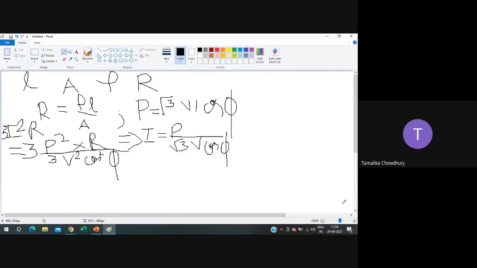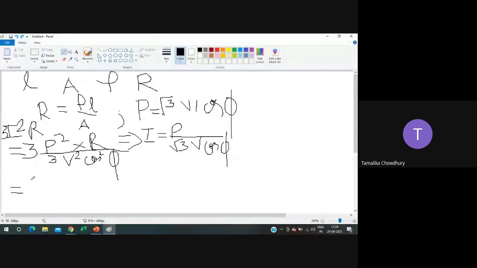Any question, please ask. Till this, everyone clear? Now I'll be writing this in the equation, the one that I wrote last: 3 P square into R divided by 3 V square cos square phi. For this, just put the value of R as rho L by A, in place of R.